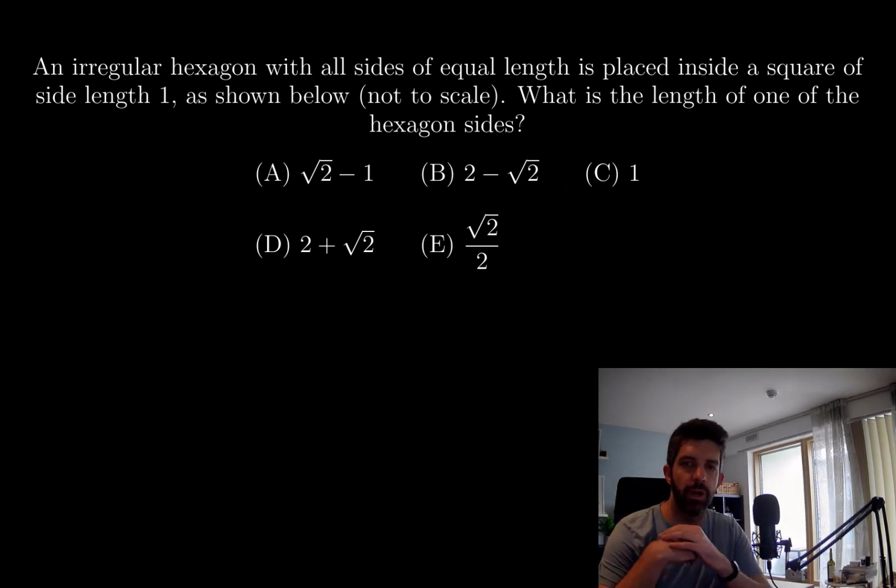An irregular hexagon with all sides of equal length is placed inside a square of side length 1, as shown below, not to scale. What is the length of one of the hexagon's sides?